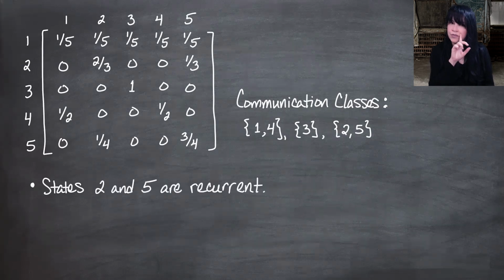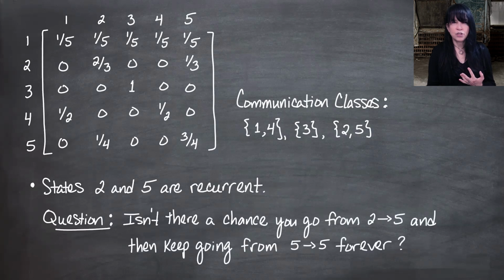Actually, I would like to prove this to you. So recurrence is that if you start at one of these states, you will return in finite time with probability 1. And sometimes at this point, people ask, well, isn't there a chance you maybe go from 2 to 5, and then you go 5 to 5, 5 to 5, 5 to 5, and you just sort of get stuck there spinning around and going from 5 to 5? How do I know I have to come back to 2? In other words, how do I know that state 2 was actually recurrent?